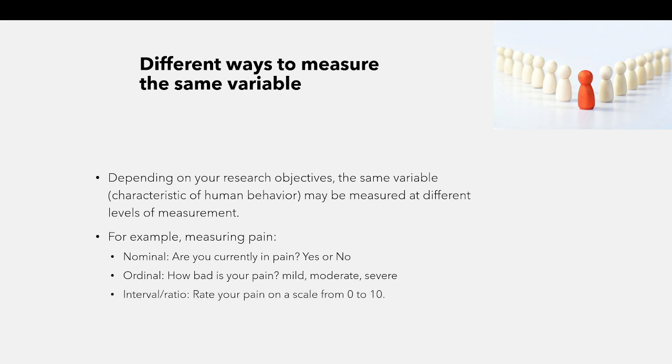Interval ratio: rate your pain on a scale from 0 to 10. I know in the previous video, when we were talking about ordinal and interval ratio variables, I described that when rating your pain on a scale of 0 to 10, we don't necessarily know what the exact distance is. However, it's important to understand that we can conduct interval and ratio level statistical analyses with this kind of information. So I did include it here for that purpose.